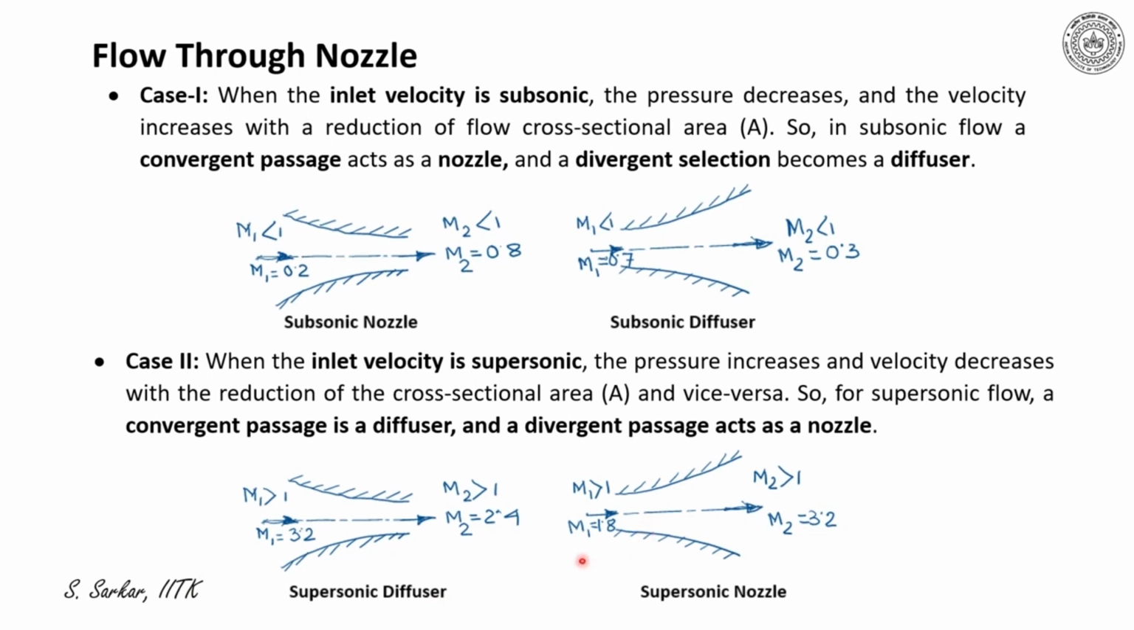Similarly, if we take a divergent section and the inlet speed is supersonic. Suppose if M1 is 1.8, then M2 would be equal to 3.2. Therefore, for this divergent section, for supersonic flow, the speed of air, suppose, has increased. Therefore, the pressure has decreased. So this will act as a nozzle. So I have stated here this divergent section as supersonic nozzle.